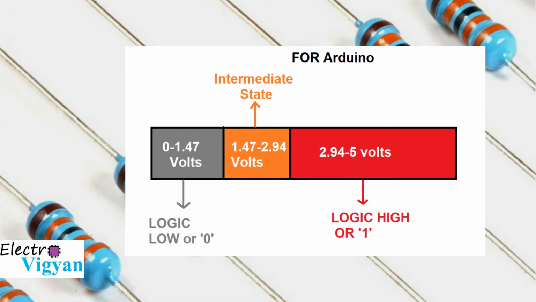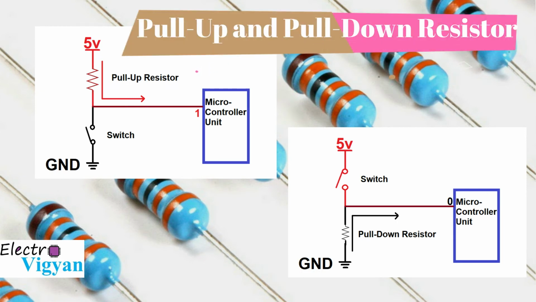Now I will explain why I have used the pull down resistor. For an Arduino to determine whether the input logic is high, the voltage must be between 2.94 to 5 volts, and to determine logic low, the voltage must be between 0 to 1.47 volt. Now there lies an intermediate range from 1.47 to 2.94 where the microcontroller cannot decide whether the applied input is logic high or logic low. So, to avoid it, we have to use pull up or pull down resistors.